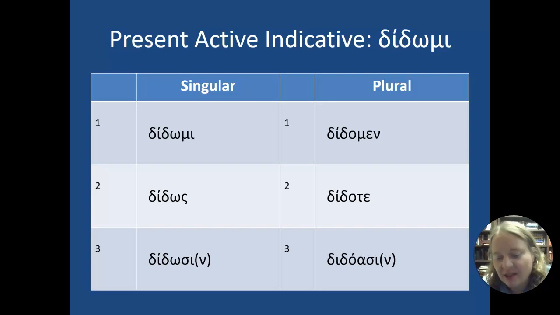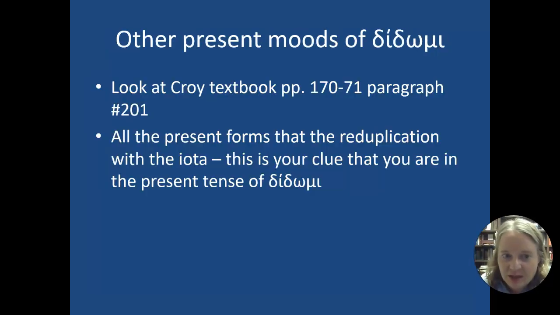The didomen, that's easy for us. We give. Didote, y'all give. That's easy for us. Didoasin. That's just how it is. And so that stinks, because that's not what I would expect based on the other forms that we already know so far. But this is it. This is the most important chart. If I was going to start a chart in my textbook, it would be this one. And I'd focus on learning this one.